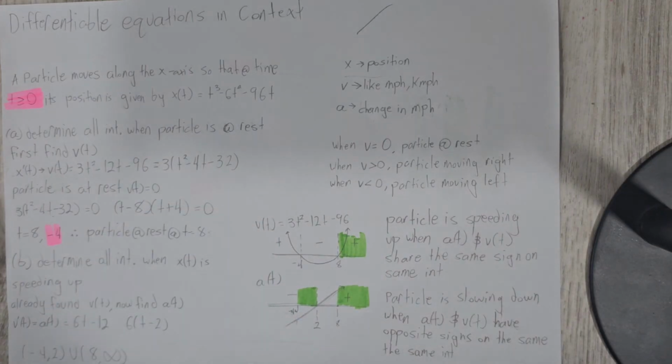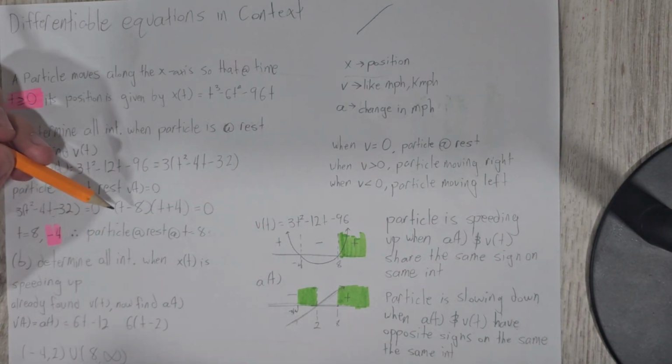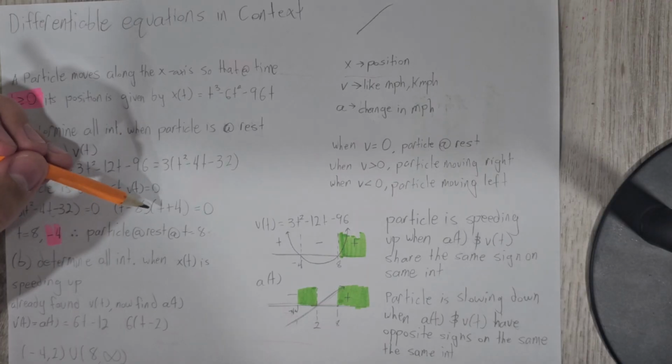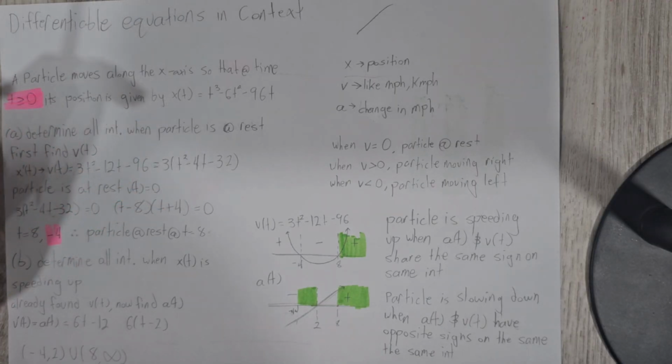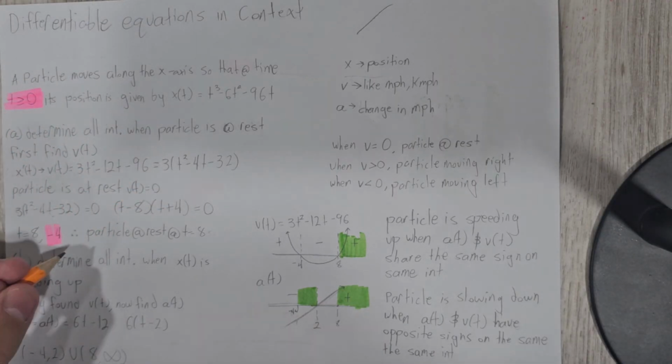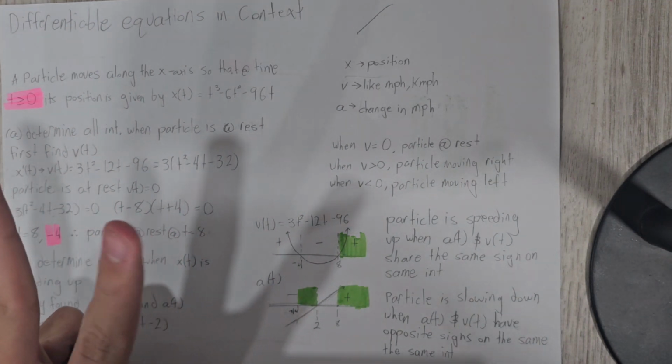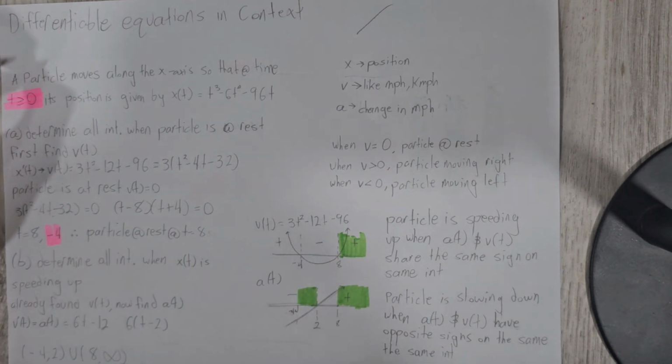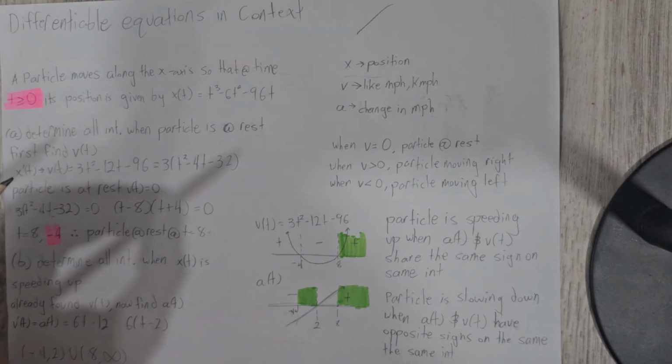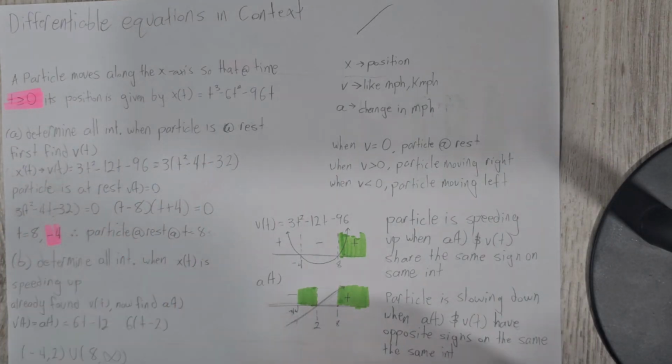And then from some basic arithmetic, you can factor it into (t - 8)(t + 4) = 0, and then you can split that off into t = 8, -4. So those would be the two spots where the particle is at rest. However, this model is only for when time is greater than or equal to 0. And because this is negative 4, the particle is only at rest at t = 8.